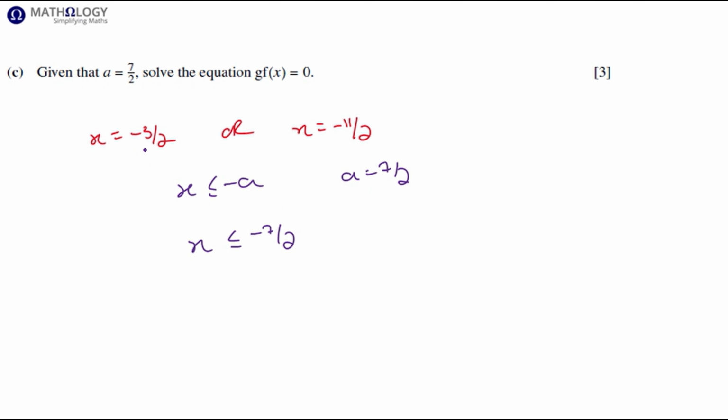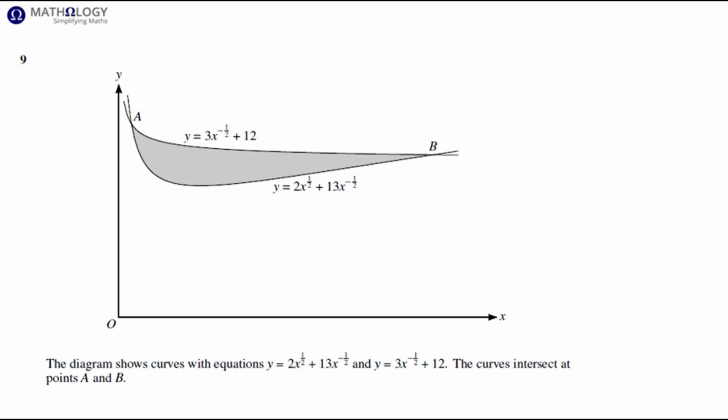Now, minus 3 over 2 is larger than minus 7 over 2, so this solution will not be applicable. Minus 11 over 2 is smaller than minus 7 over 2, so that is your one and only solution to g of f of x equals 0.